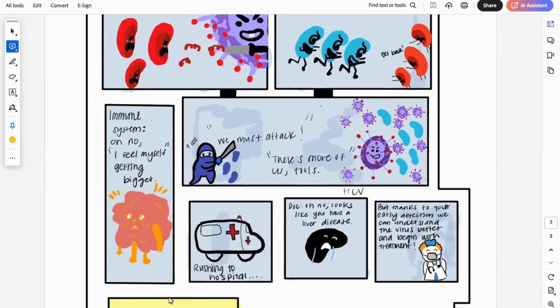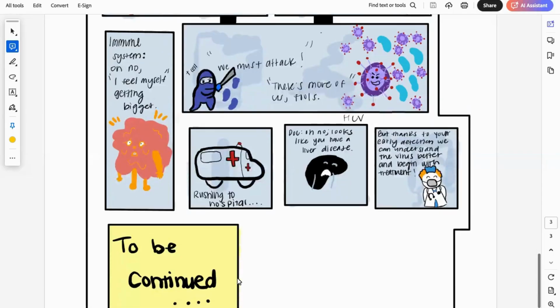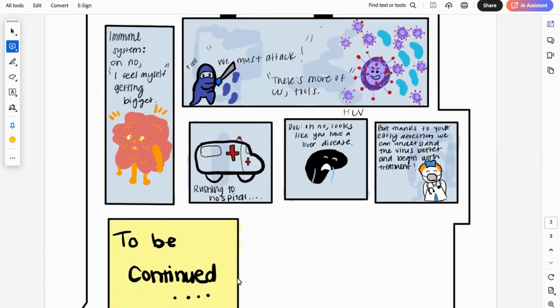We must attack. There's more of us, fools. Oh no, I feel myself getting bigger. Rushing to the hospital. Oh no, looks like you have a liver disease. But thanks to your early detection, we can understand the virus better and begin with a treatment plan.